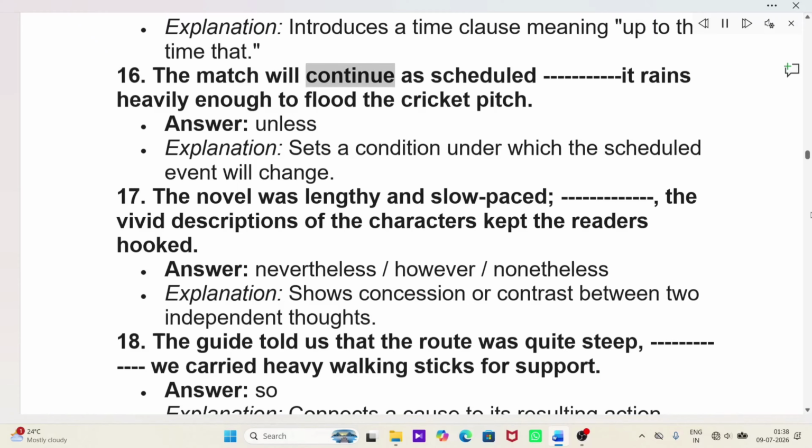16. The match will continue as scheduled. It rains heavily enough to flood the cricket pitch. Answer: unless. Explanation: sets a condition under which the scheduled event will change.